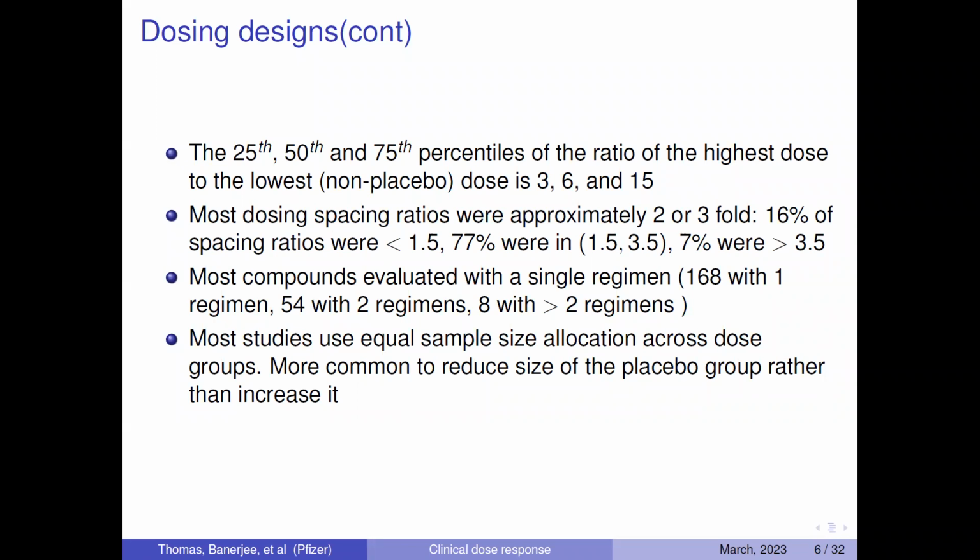Now, another way of characterizing this is the dose spacing ratio. For that, we take all the doses that were studied, order them from lowest to highest, and then take each dose and divide the dose above it by that. That would be the spacing between them. Not surprisingly, if you've worked on dose finding studies, 2 or 3 fold spacing is pretty common. I was a little surprised that 16% of the dose spacing ratios, across all compounds, were less than 1.5. So there were some that were pretty narrowly spaced, not many, but some.